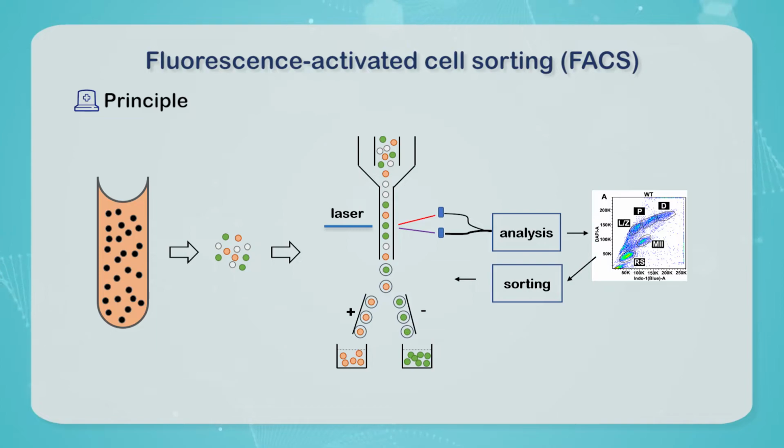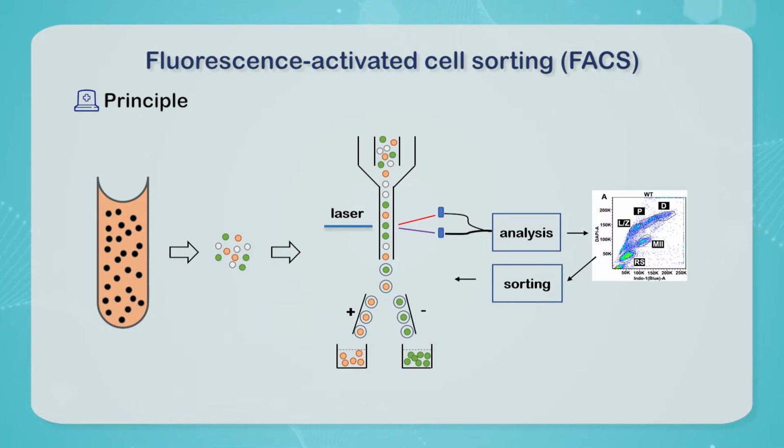If the cell meets the sorting criteria, an electrical charge is applied to the liquid stream, which is being accurately broken into droplets containing the cells. This charge is applied to the stream at the precise moment the cell of interest is about to break off from the stream, then removed when the charged droplet has broken from the stream.